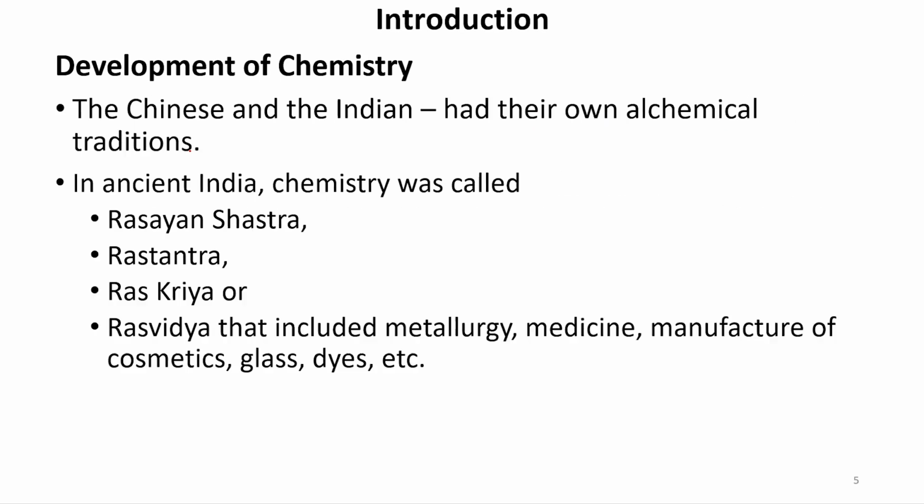Okay. Now let us see how India and China, mainly the Asian parts, were keen about chemistry. So in ancient India, chemistry was called Rasayan Shastra, Ras Tantra, Ras Kriya or Ras Vidya. These were the names given to chemistry in India, and it mainly studied metallurgy, that is extraction of metal from ore, medicine, by which you must refer to Ayurveda, and daily application things like cosmetics, glass and dyes.